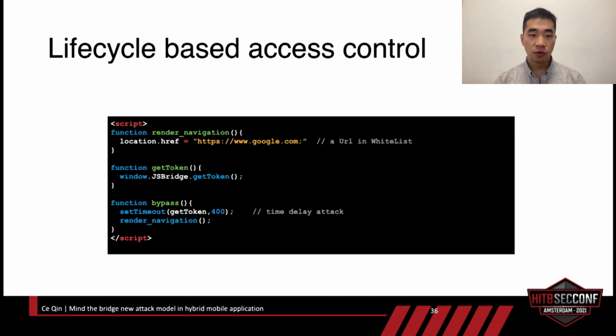This is a real-world exploit. Location will trigger navigation and fire the lifecycle callbacks, those set the wrong current URL. With the help of setTimeout, getToken will be executed after navigation. Thus, the access control will be bypassed.